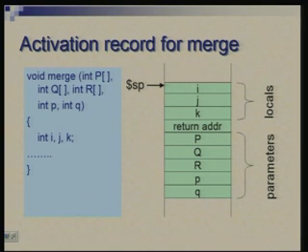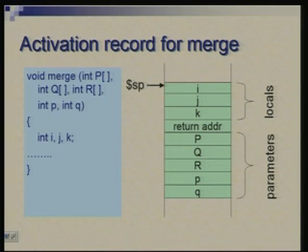So, what we are saying is that when this merge has to be called, we would reserve space on top of the stack, which will accommodate all these parameters, return address and the local data. At the time of return, the stack would be shrunk and this area would be made inaccessible. Okay.